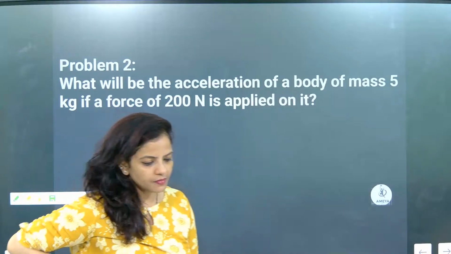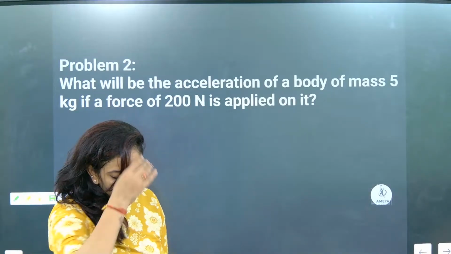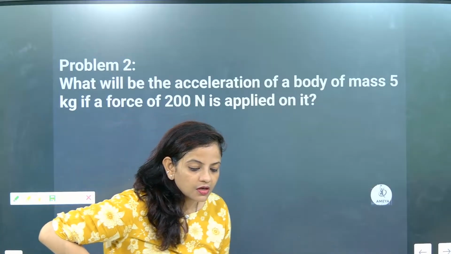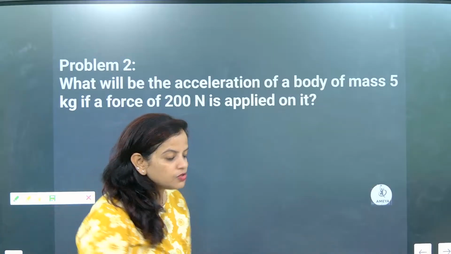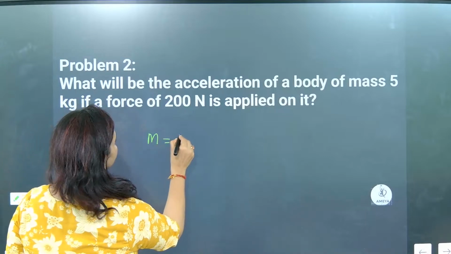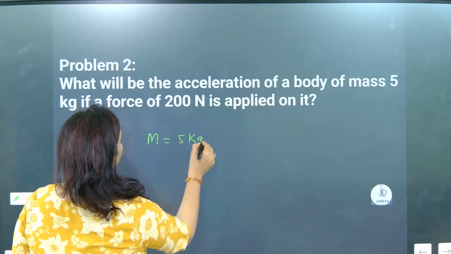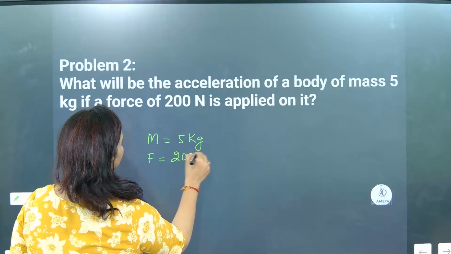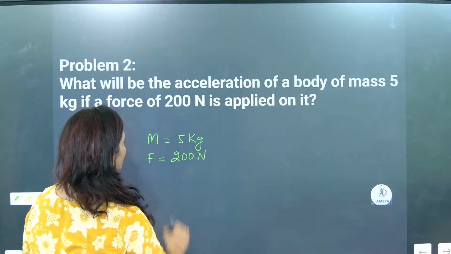40 meter per second. Say the answer, please. Very good. So now look here. Here the question is what? Mass is given as 5 kg. Understood? And force is given as 200 Newton.